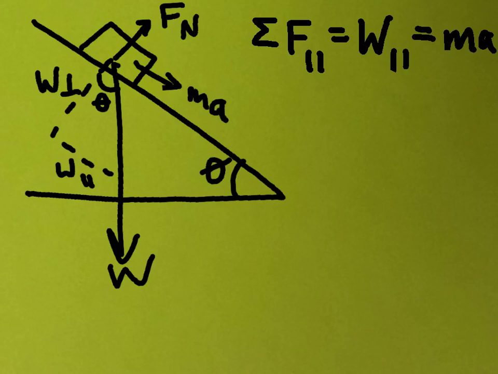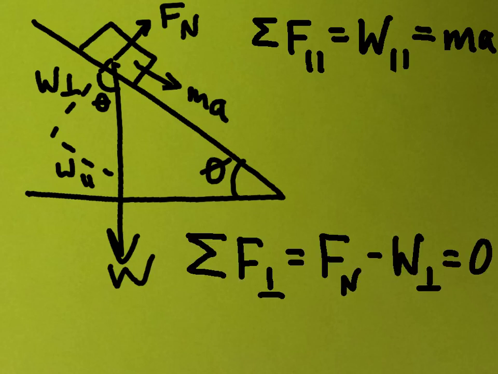The net sum of the parallel forces include the parallel component of weight. If the box is sliding down the incline, that's equal to ma. If the box is at rest, however, the parallel component of weight will be set equal to 0.